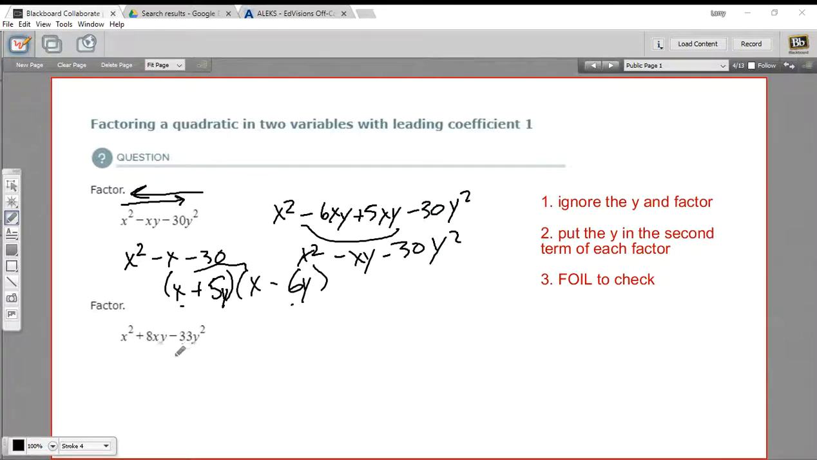Let's try this again on this second problem. We have x squared plus 8xy minus 33y squared. So let's just ignore the y to start with. x squared plus 8x minus 33.